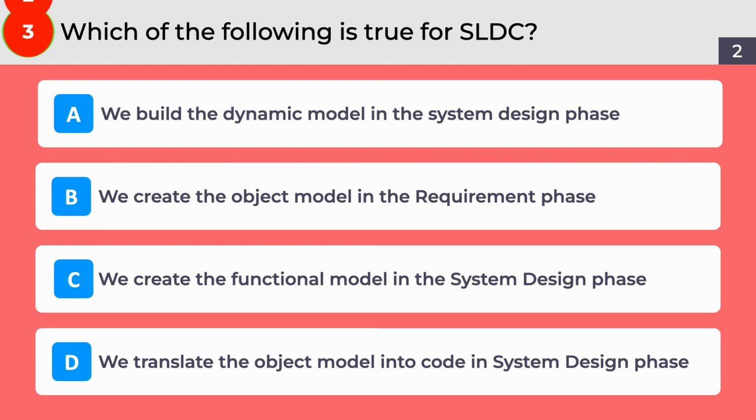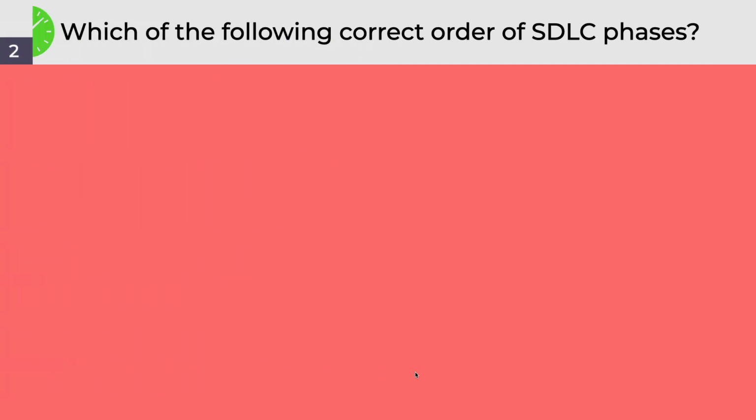And the correct answer is A. We build the dynamic model in the system design phase. The dynamic model is what we build in the system design phase, which involves the creation of sequence diagrams and state diagrams. Option B, we create the object model in the system design phase as well. We create the functional model in the requirement phase and not in the system design phase. The object model translation happens in the implementation phase and not in the system design phase. With that, let's move on to the next question.